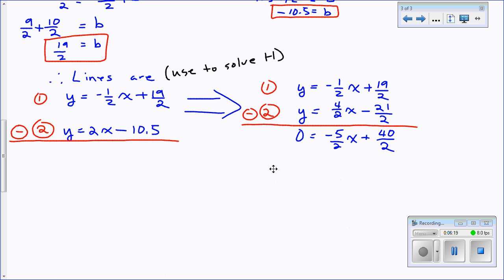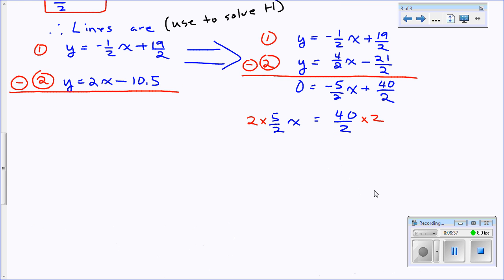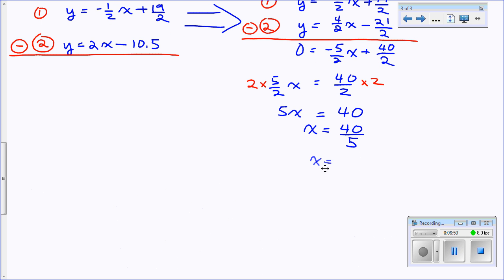Now, we're going to take the 40 over 2 and move it to the other side. So now we get 5x over 2 is equal to 40 over 2 in the end. And now, in order to get rid of the 2's on both sides, we multiply both sides by 2. And there's some cancellations, and we end up with something like this: 5x is equal to 40. And we end up with x is equal to 40 divided by 5, which means x is equal to 8.